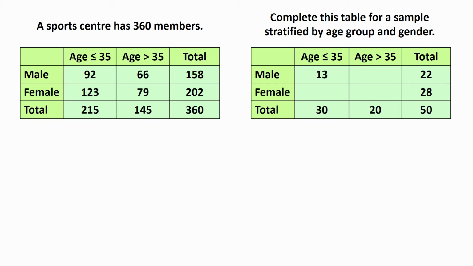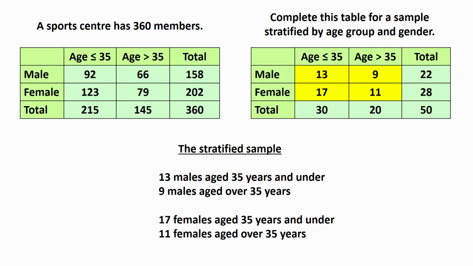30 minus 13 is 17. 22 minus 13 is 9. And 28 minus 17 is 11. And so the number in each category for a sample of 50 is obtained. The sample is proportionate to the total membership. Analysing a sample with these proportions would give a fair and representative view of the membership.